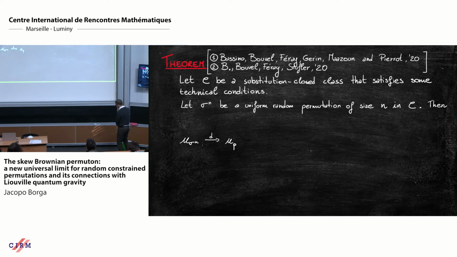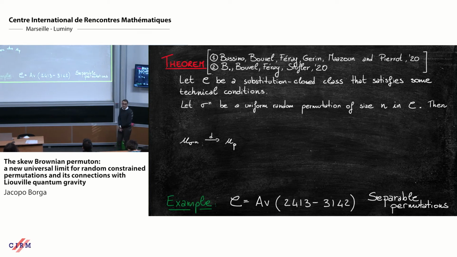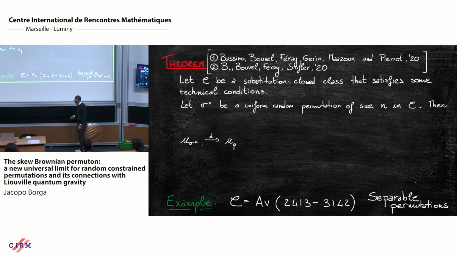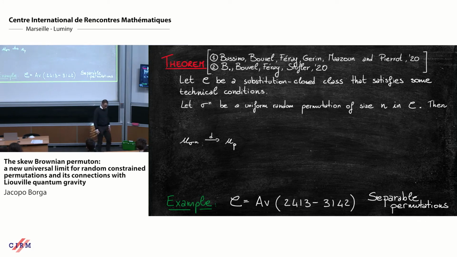I have no time to define it properly, but let me give you an example. So this is what is called separable permutations, the permutations that are avoiding these two patterns. And substitution closed classes are families of pattern avoiding permutations where the patterns that you are avoiding are called simple, which are kind of prime permutations.